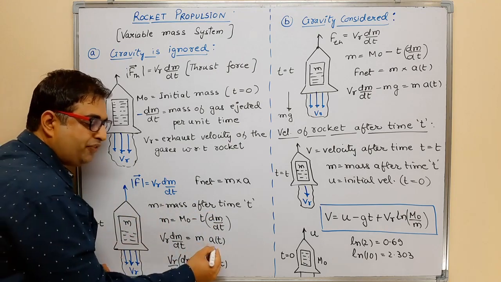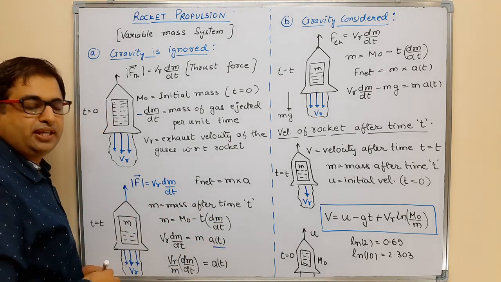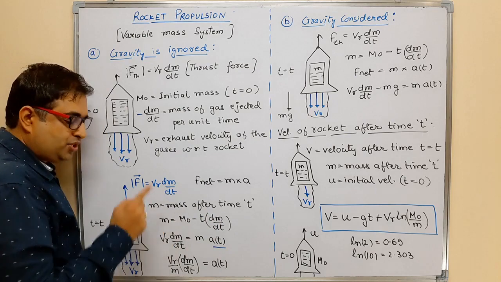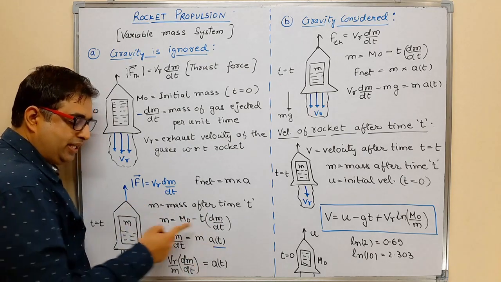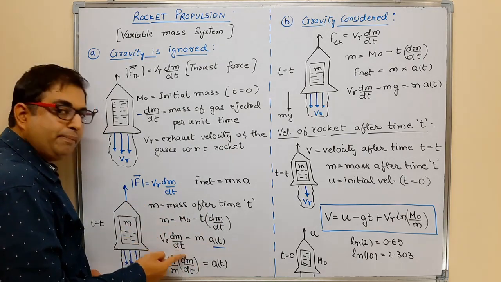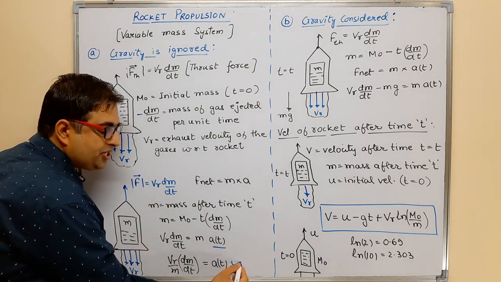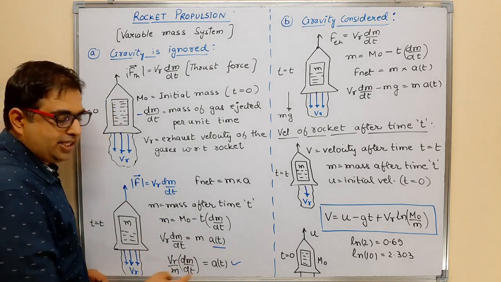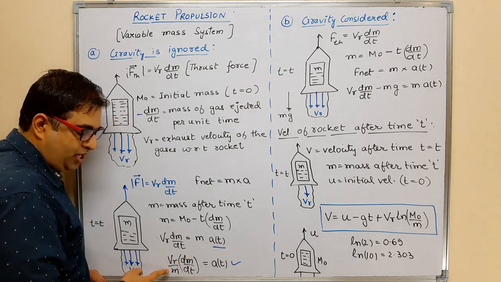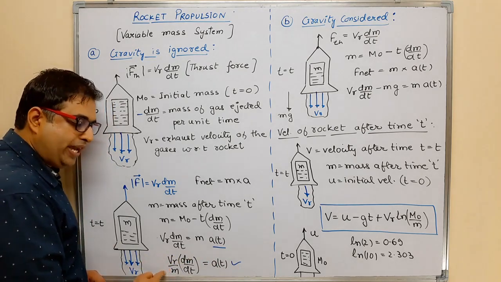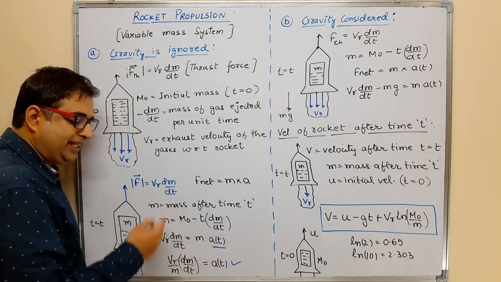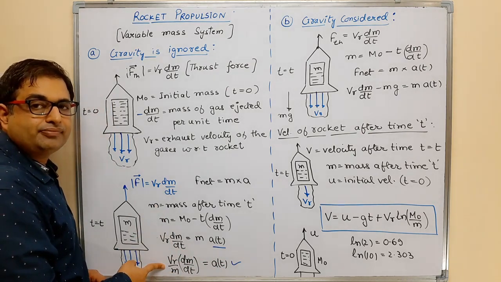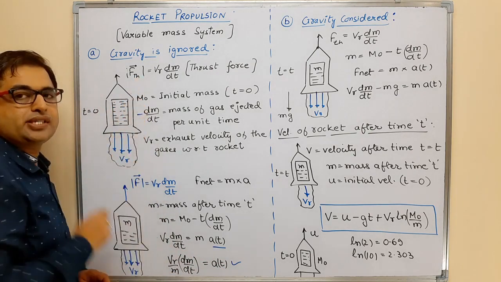So acceleration of the rocket is also continuously changing because mass is changing. So acceleration of the rocket is Vr by m dm by dt. That is the acceleration of the rocket, and this acceleration is not constant because mass is decreasing. So acceleration of the rocket is continuously increasing with time. Right? This is the first condition.